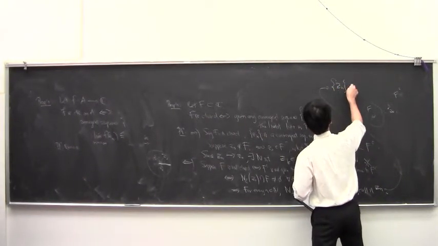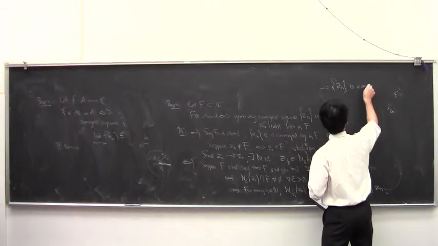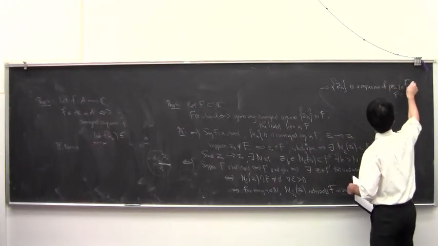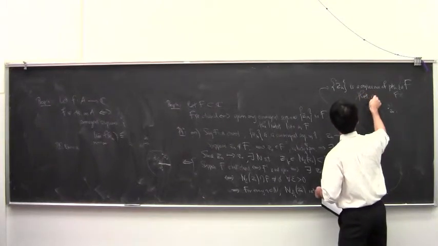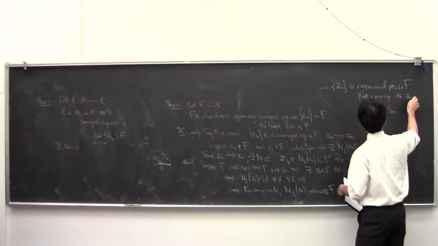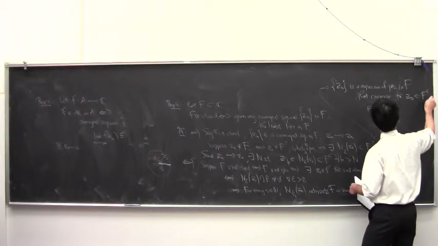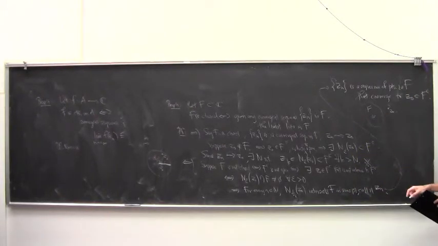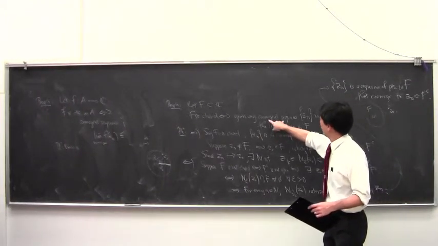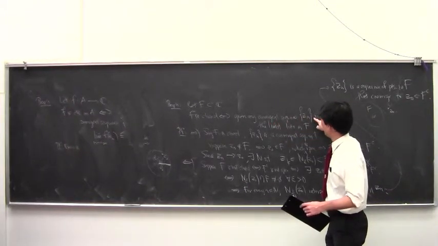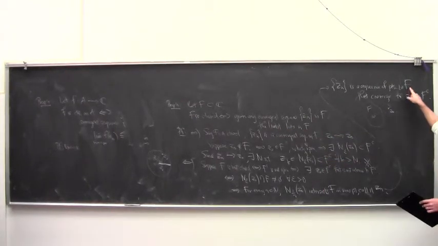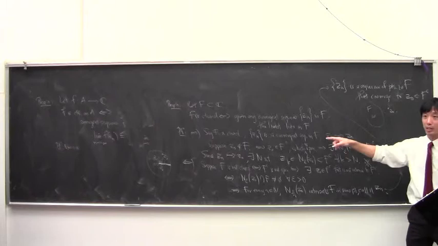this sequence, z sub n, a sequence of points in f that converge to z0, which lies in f complement. Right, and that's a contradiction because we said every convergent sequence in F has a limit that lies in F. But we've just created a sequence of points in F that converge to something that lies outside of F.